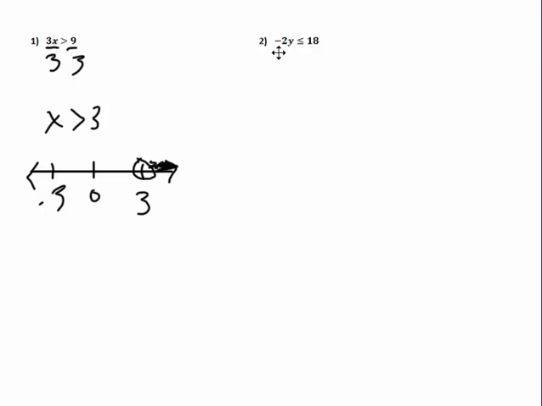And divide both sides here by negative 2. It cancels that out, and I'm left with y. Now, I divided by a negative, so this sign must change here. And 18 divided by negative 2 is negative 9. So now y is greater than or equal to negative 9.